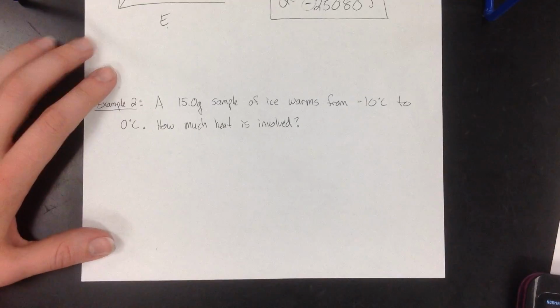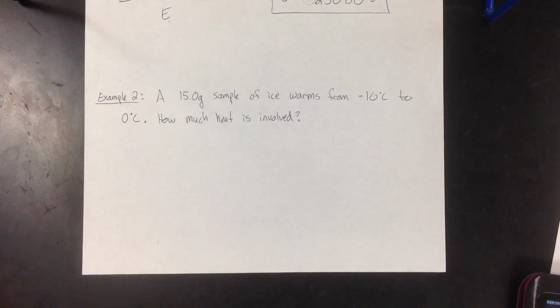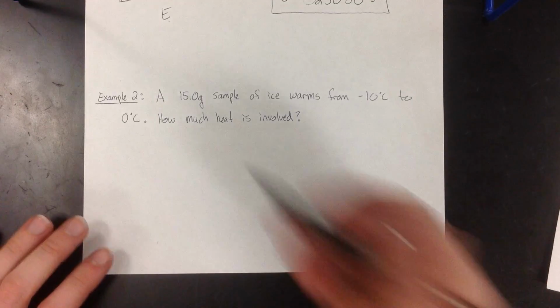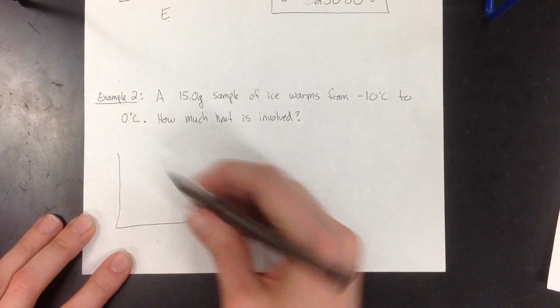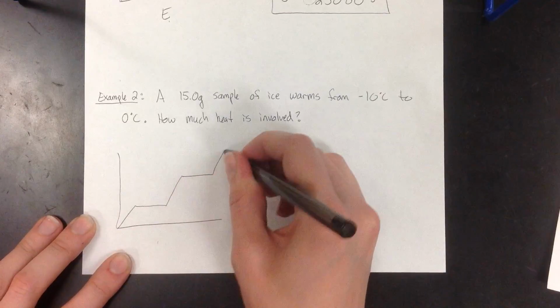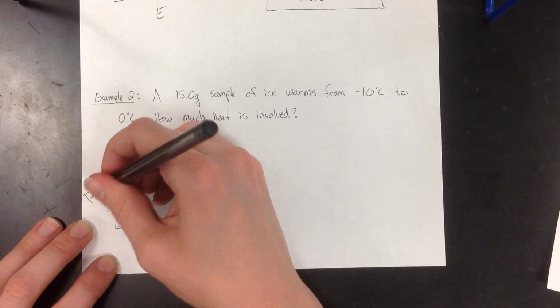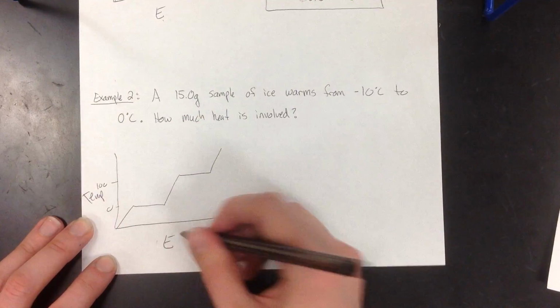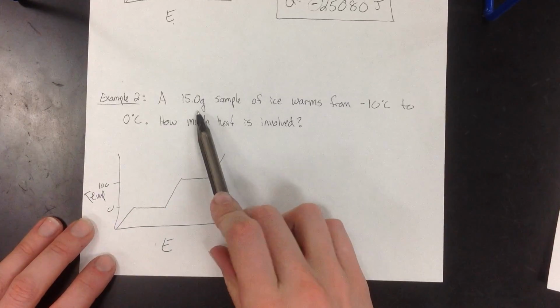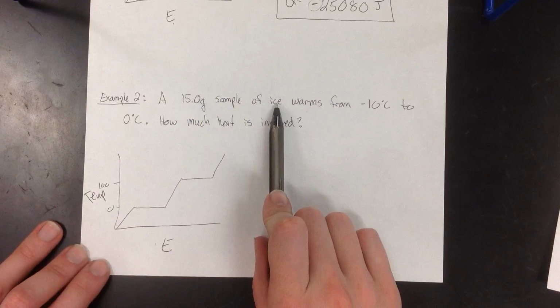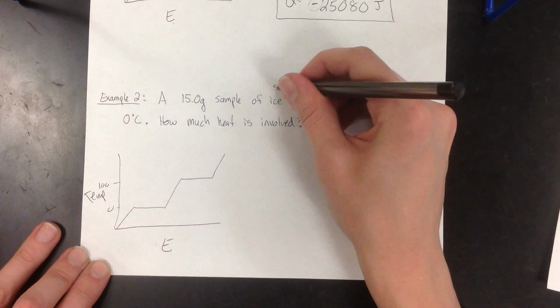Let's try a second example. A 15-gram sample of ice warms from negative 10 degrees Celsius to 0 degrees Celsius. How much heat is involved? Again, I'm going to start by drawing my heating curve and labeling my location on that. So I've got a 15-gram sample of ice. Already you should be thinking, okay, this is a solid.